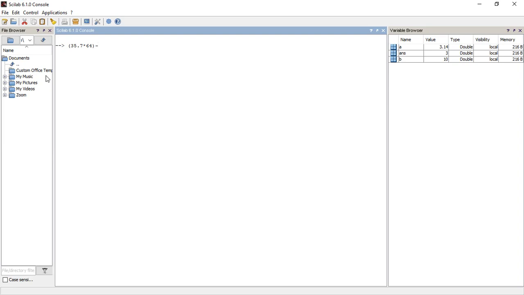Minus 7 power 3. Here the entire upper term is going to be divided by 45 minus 5 square, then click enter. Click enter. That is the value. That means 35.7 is going to be multiplied by 64 minus 7 power 3, and the entire function is going to be divided by 45 minus 5 square.